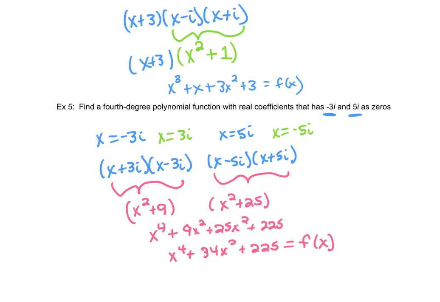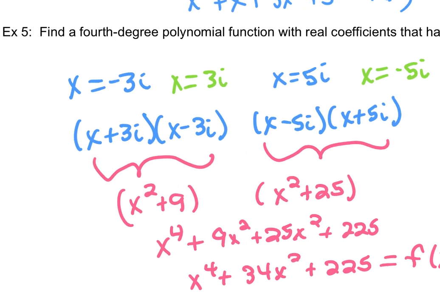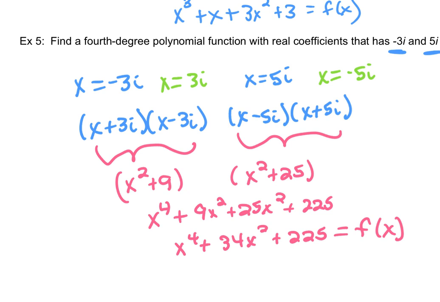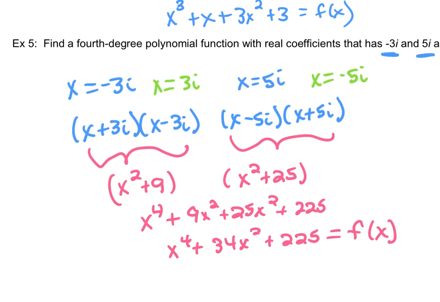Now you definitely don't want to take your x plus 3i and your x minus 5i and put them together to try to FOIL, because that's going to get messy. You definitely want to do your x plus 3i, x minus 3i, multiply that, x plus 5i, x minus 5i, multiply that, and then FOIL those other two. Okay? We did well on that, we got that?